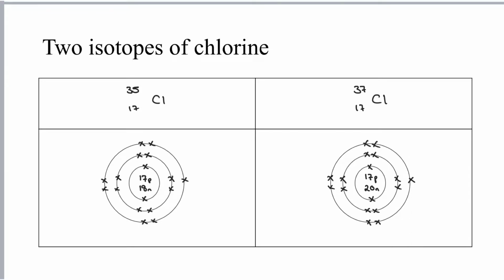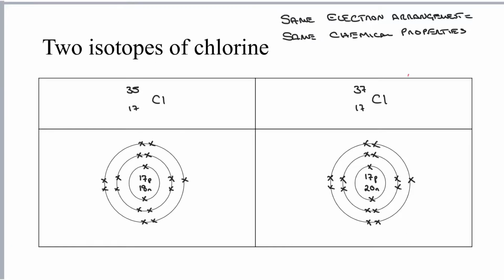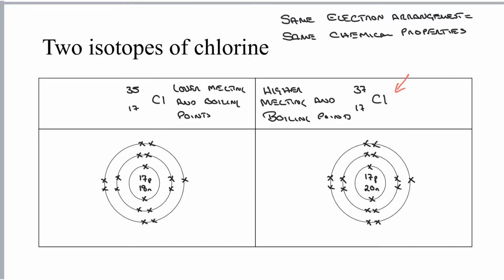Now, it is the electron arrangement, the number of electrons in each shell, that determines the chemical properties or the reactions of an element. So we would expect isotopes to have exactly the same chemical properties because they've got the same electron arrangement. Now, this isotope here, every atom's got 2 more neutrons. So every single atom's going to be a little bit heavier. So I would expect the physical properties to be different. So I would expect chlorine 37 to have a higher melting point and a higher boiling point, for example, simply because each atom's a little bit heavier. So there we go. We've got the same chemical properties, but slightly different physical properties.